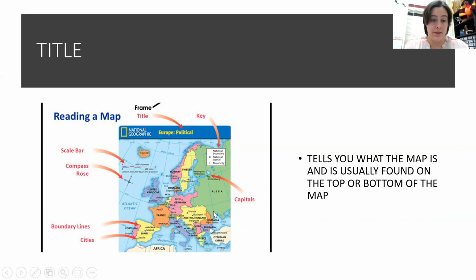So for this one, this is a map of Europe. When it says political, it means it's talking about the names of the cities and the capitals, things like that. So really important to understand. The first thing about maps that you need to know is titles, and we have three more to discuss.